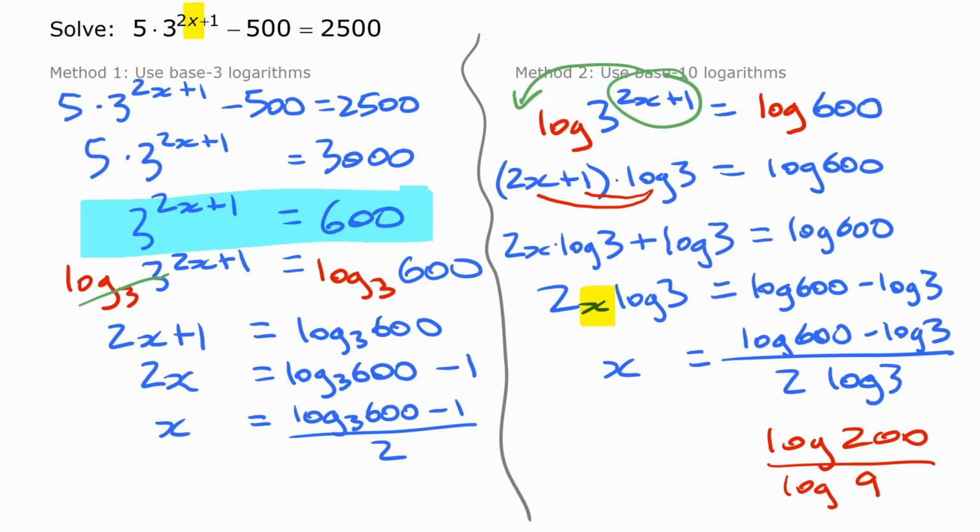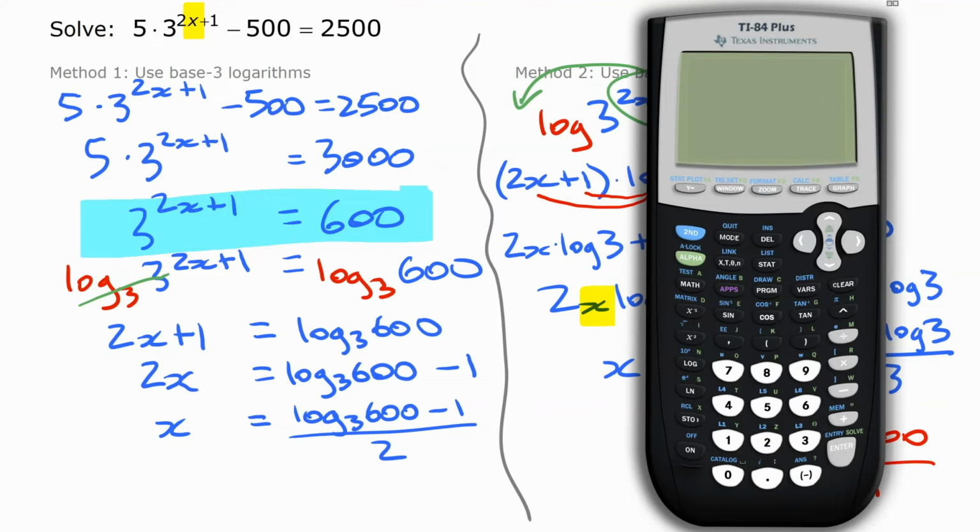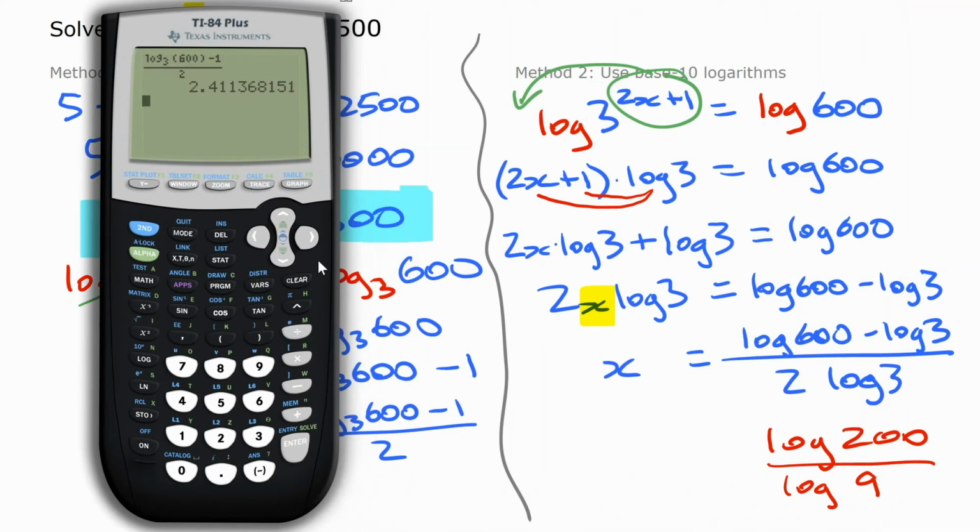We will do that right now. So we'll work out the expression from our first solution method first here. So we had log base 3 of 600 and then subtract 1. Subtract 1 is outside of that logarithm, of course, and then divided by 2. It gives us 2.411 roughly.